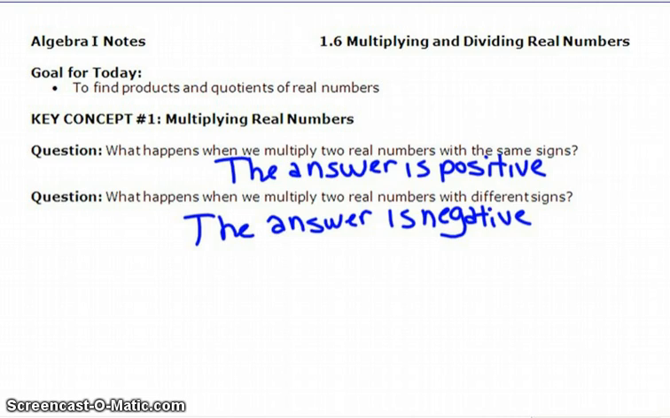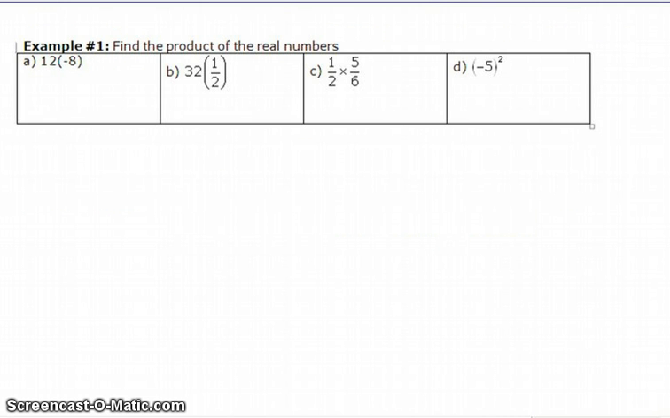So let's look at some examples. Here we have 12 times negative 8. We have one positive, one negative number. So I know my answer is going to be negative, and I just take 12 times 8, which is 96. So I have negative 96. 32 times 1/2. Well, 32 and 1/2 are both positive, so I know my answer is going to be positive. They have the same signs. 32 times 1/2 is 16, so that's positive 16.